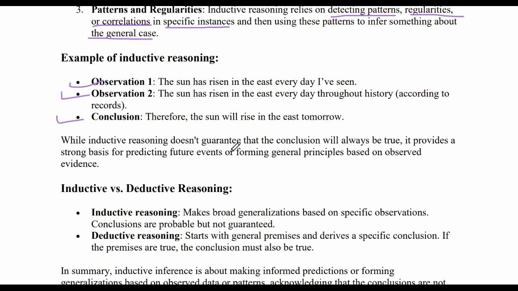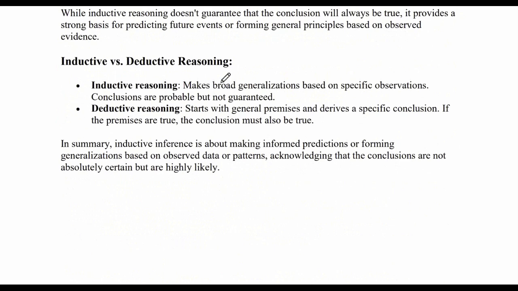While inductive reasoning doesn't guarantee that the conclusion will always be true, it provides a strong basis for predicting future events or forming general principles based on observed evidence. Inductive versus deductive reasoning: inductive reasoning makes broad generalizations based on specific observations. Conclusions are probable but not guaranteed, whereas deductive reasoning starts with general premises and derives a specific conclusion. If the premises are true, the conclusion must also be true.